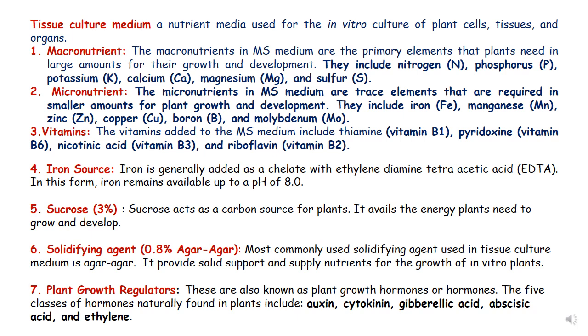So, what are the constituents of our tissue culture media? First constituents are macronutrients, which are the primary nutrients required for the growth of plants, and they are required in large amounts. Examples are nitrogen, phosphorus, potassium, calcium, magnesium, etc. Then the second component is micronutrient. The micronutrients are required in small amount, and these are also known as the elements which are required in trace amounts, which includes iron, manganese, zinc, copper, boron, molybdenum.